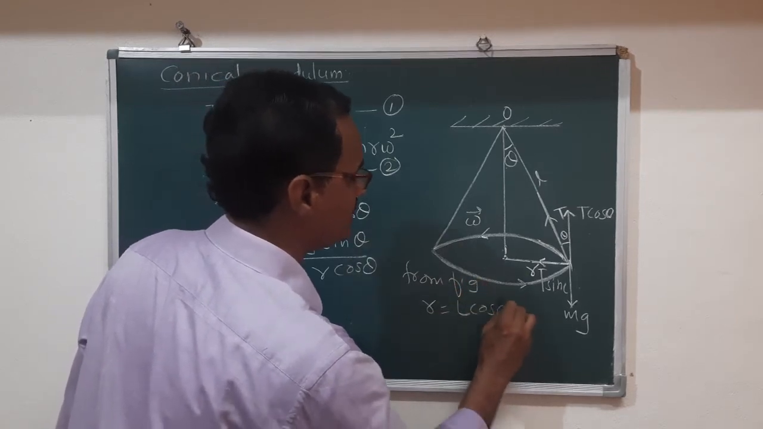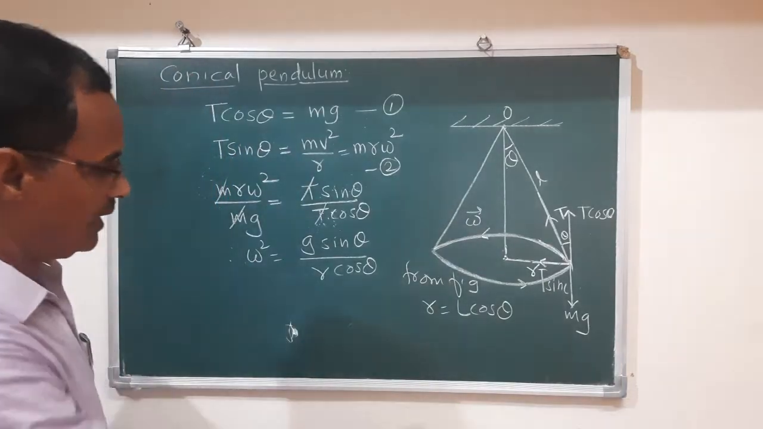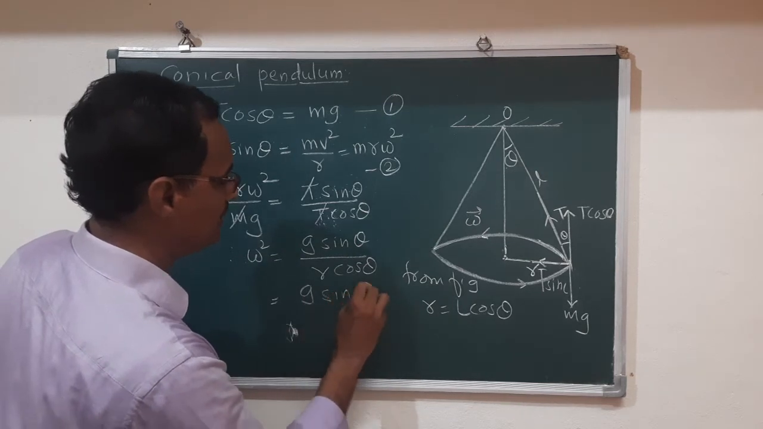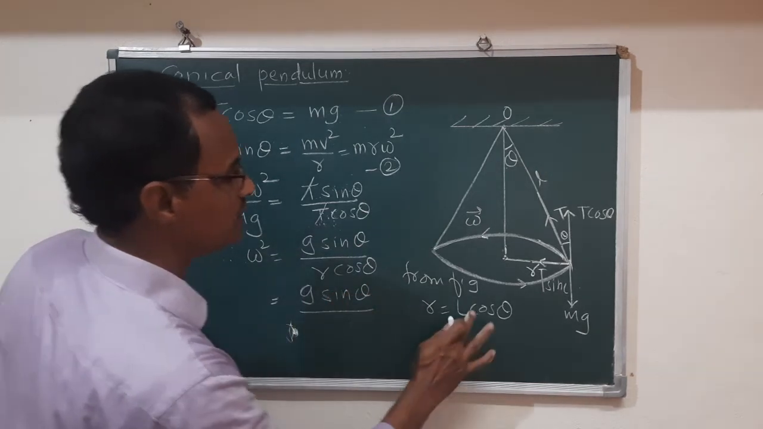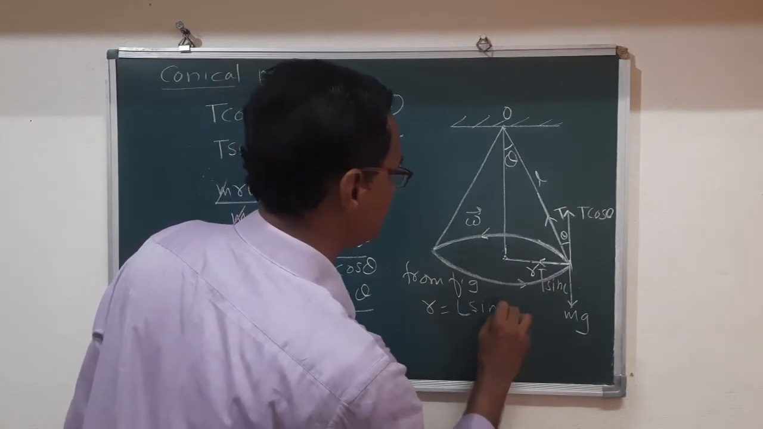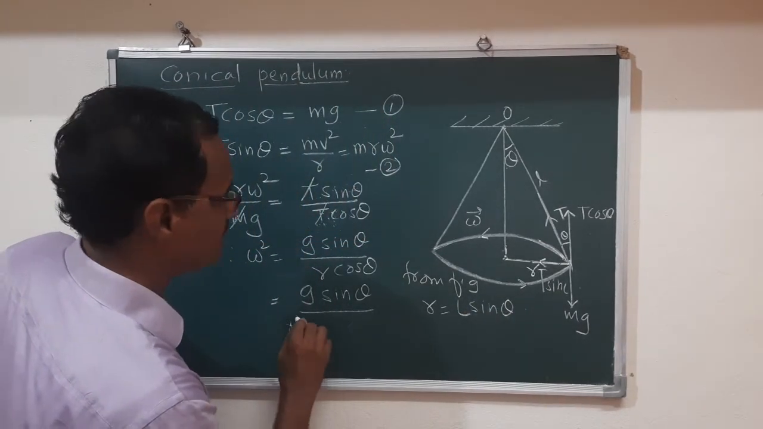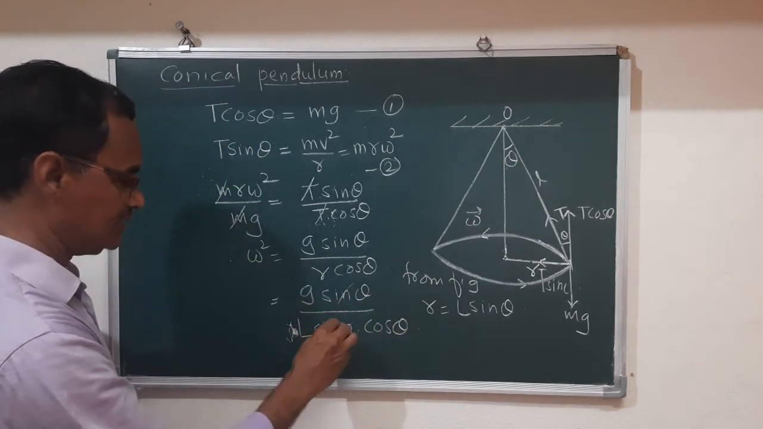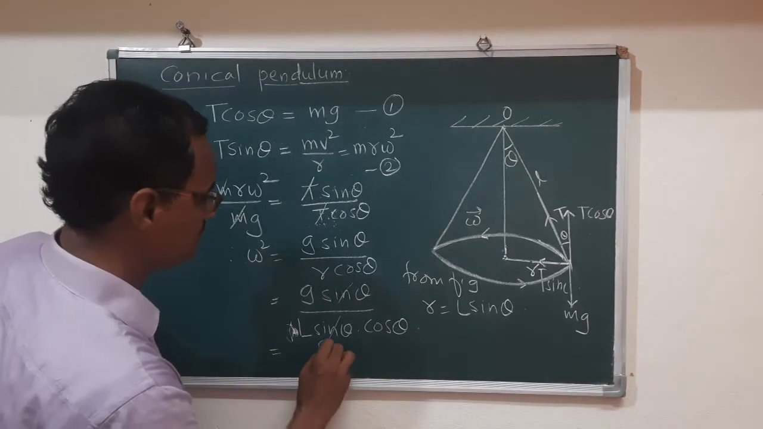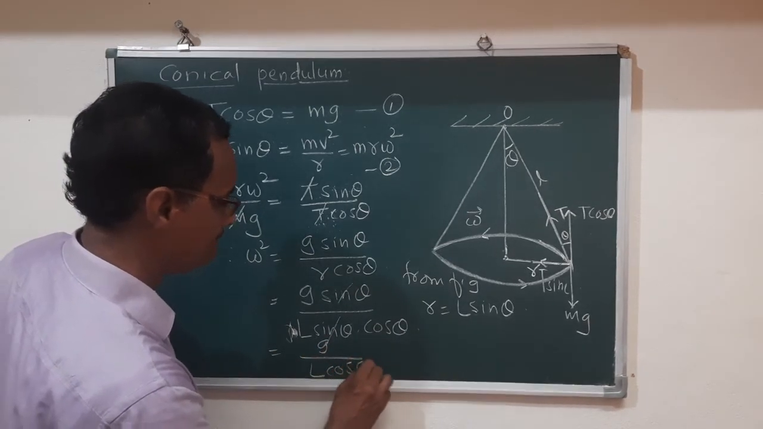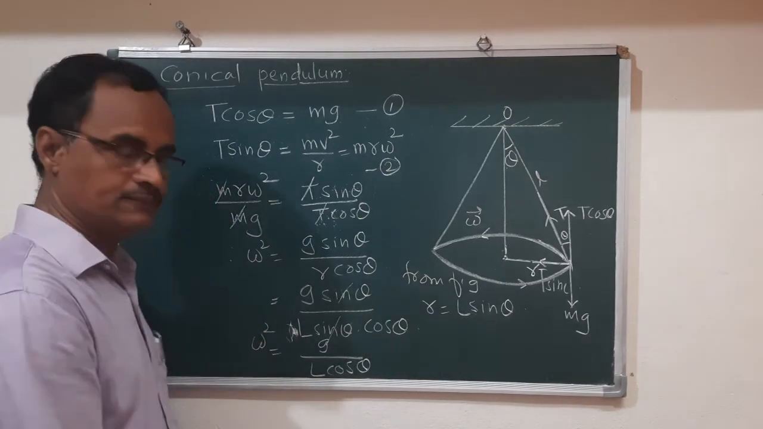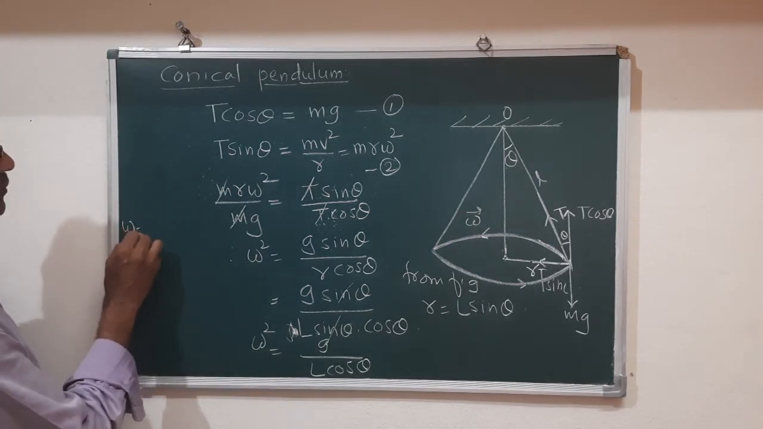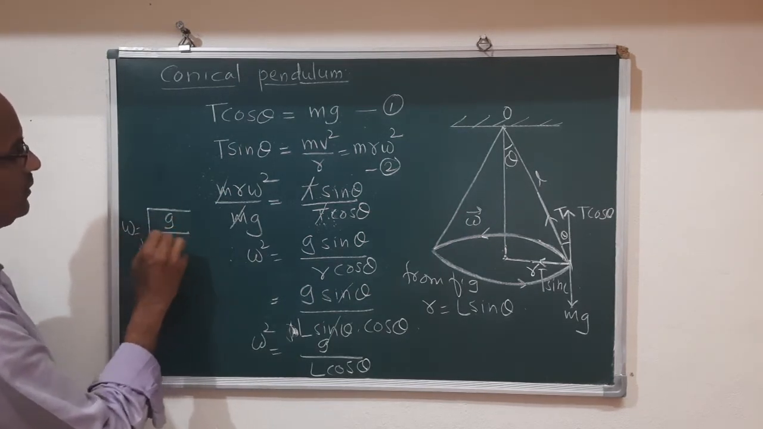r is equal to L sin theta, where L is the length of that pendulum, and substituting this value of r in this equation, we get g sin theta upon L sin theta cos theta. Now this sin theta and sin theta cancel, and we get the equation g by L cos theta. Now this is the value of omega square. Now here omega square is equal to this, then what is the value of omega? Omega is equal to square root of g upon L cos theta.